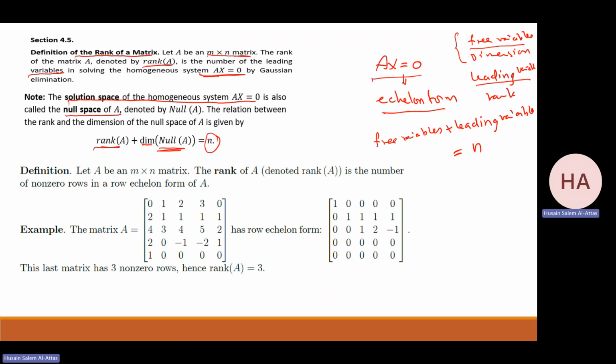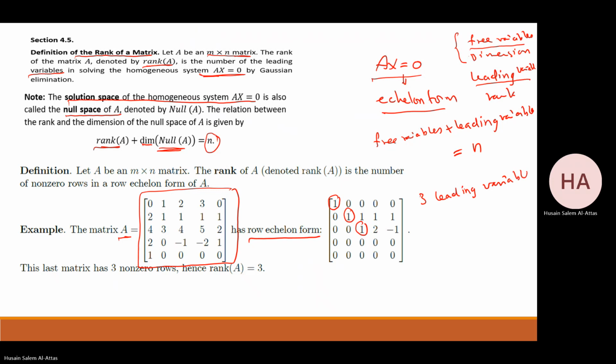In this example, we have this matrix A. I did the row echelon form, so now it's in row echelon form. It's ready. Now check: what are the leading variables? This is 1, 2, 3. I have 3 leading variables, which means the rank of A equals 3. I have 2 free variables, which give me the dimension of the null space, which was in section 4.4.